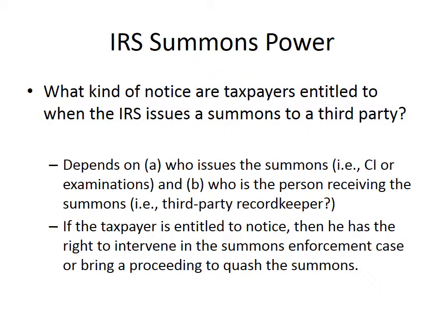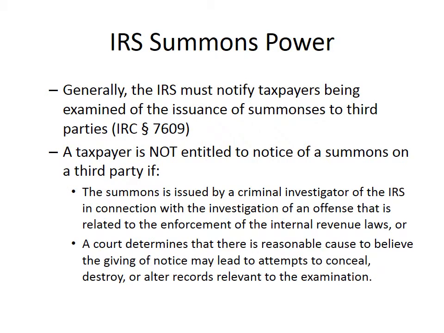Now, many criminal cases begin as civil tax controversies. Generally speaking, the IRS must notify taxpayers being examined of the issuance of summonses to third parties, and that is under Internal Revenue Code 7609. But there are circumstances when a taxpayer is not entitled to notice of a summons on a third party, and those two circumstances are listed at the bottom of the slide.